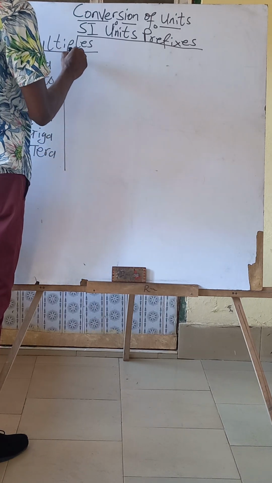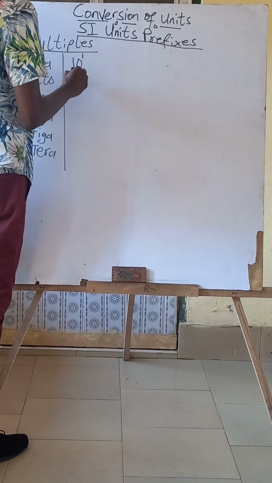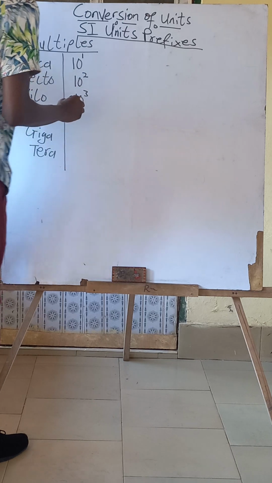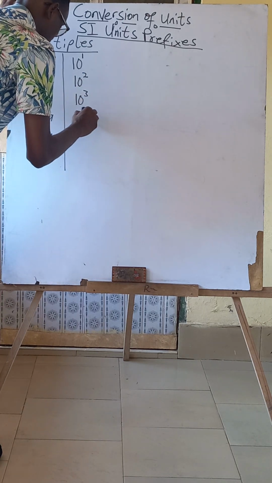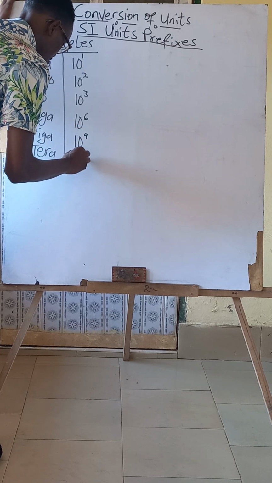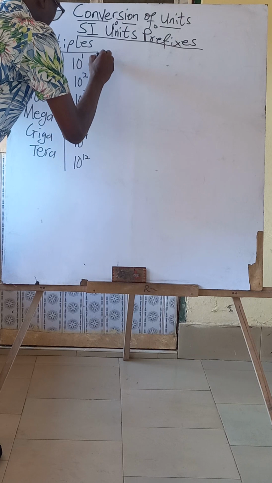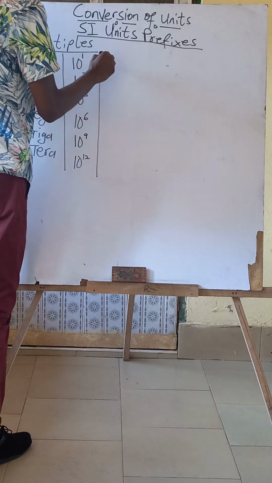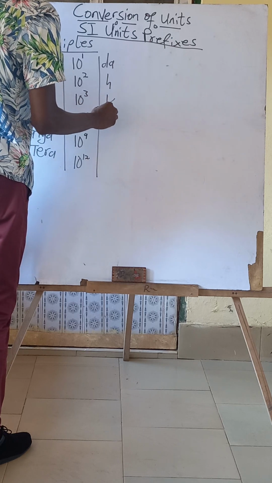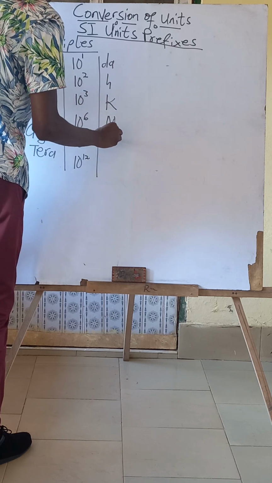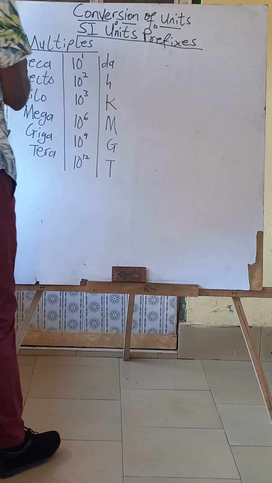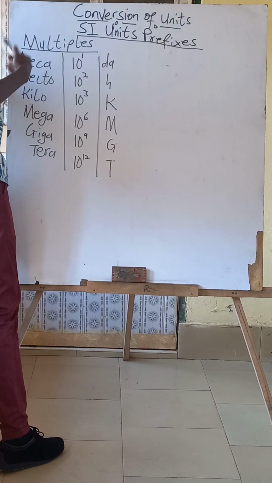So deca has a value of 10 raised to the power 1, hecto 10 raised to the power 2, kilo 10 raised to the power 3, mega 10 raised to the power 6, giga 10 raised to the power 9, and tera 10 raised to the power 12. And these are their symbols. These are the major multiples that we often use.